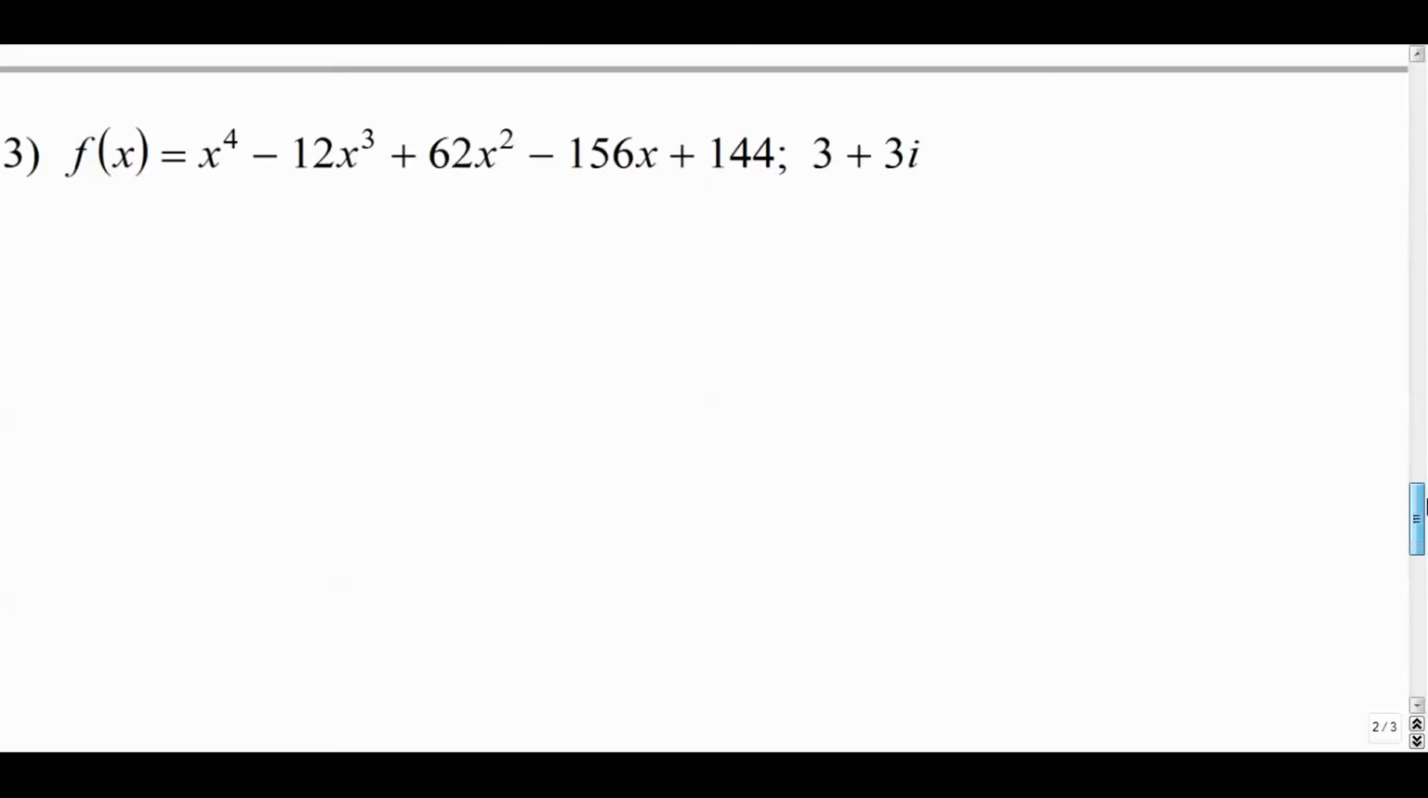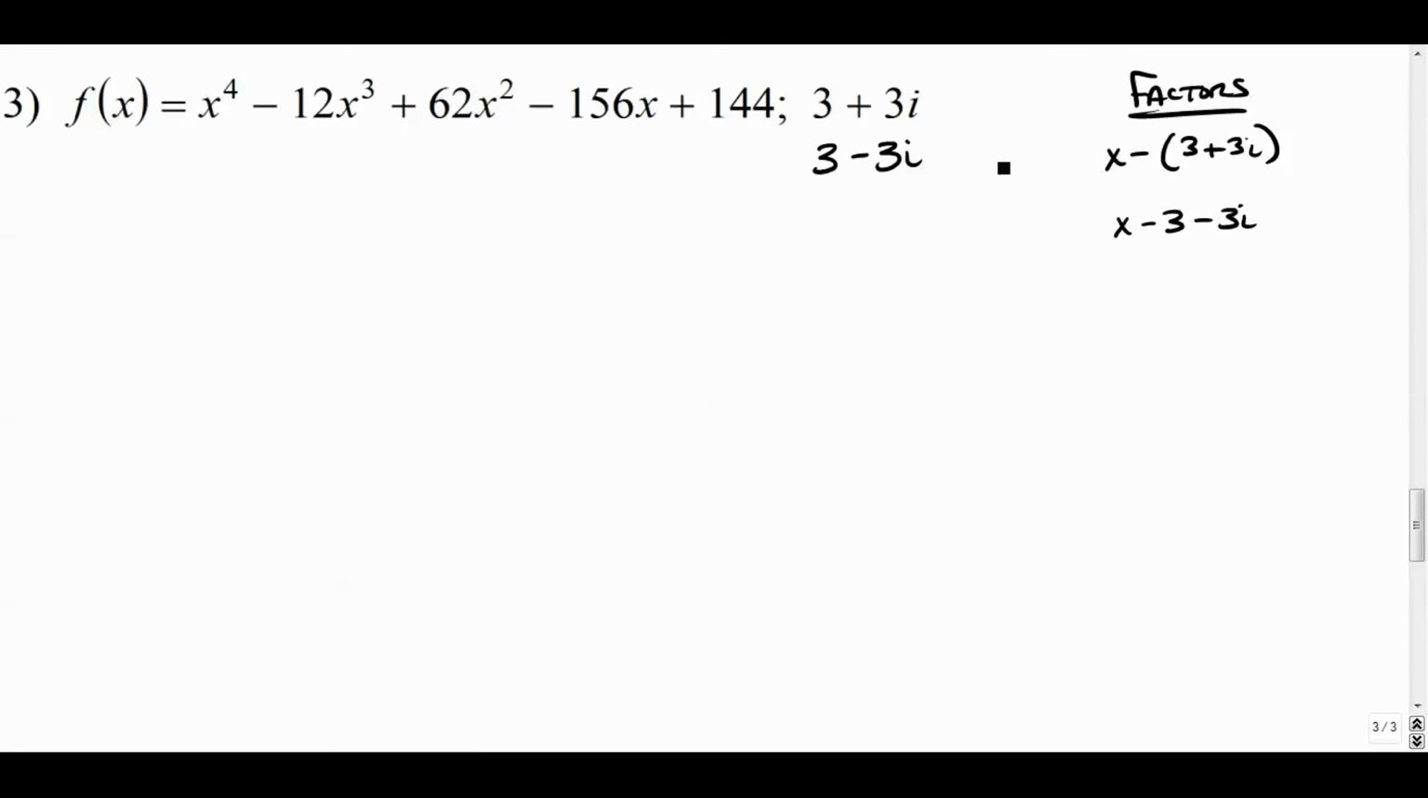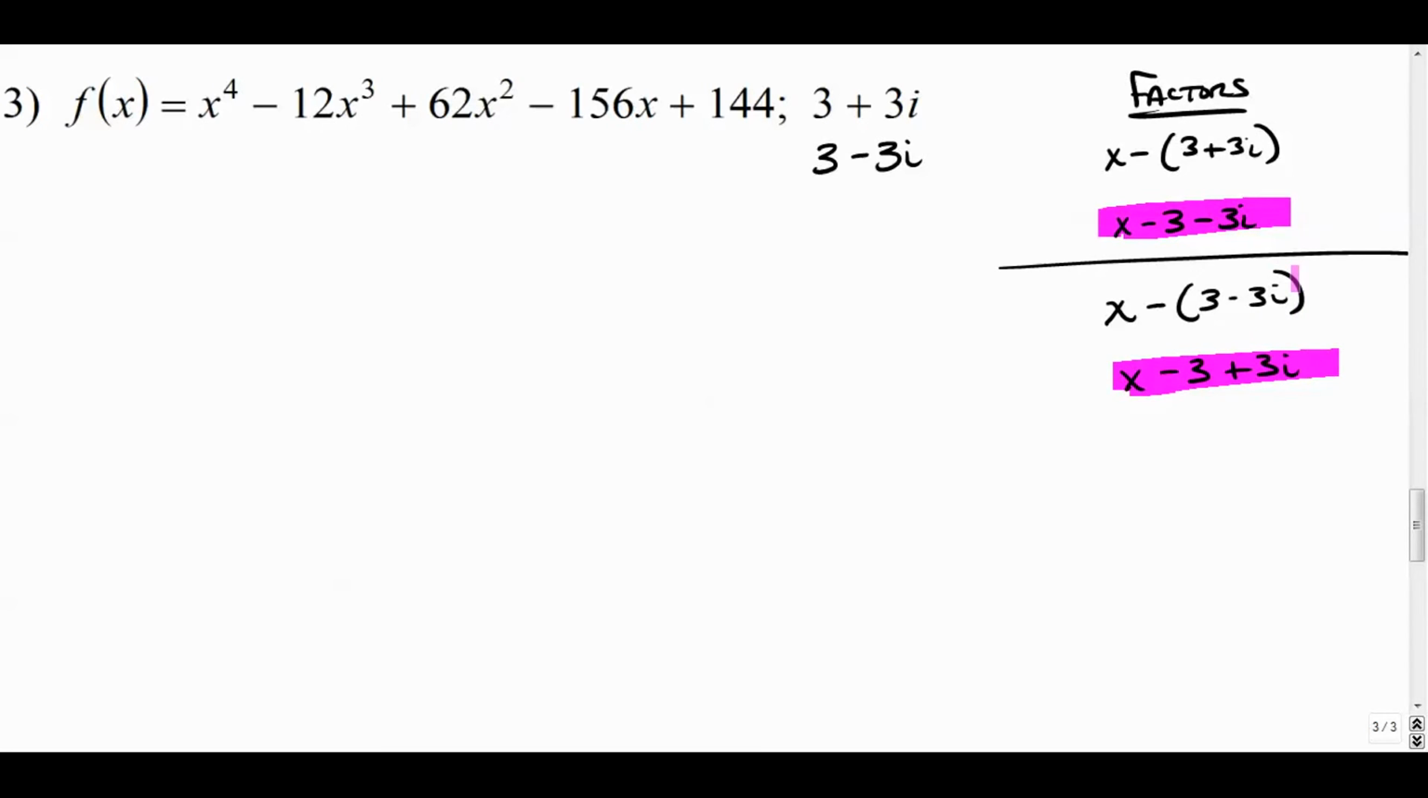Moving on, last one. This one has a complex root right here. Same thing here, 3 plus 3i is a root, 3 minus 3i is a root, the complex conjugate. So my factors then, if those are roots, my factors are x minus that. So it's x minus (3 minus 3i). So that's one that comes from here. That's a factor. So this other factor would be x minus (3 plus 3i). So we're dealing with this and this as factors.